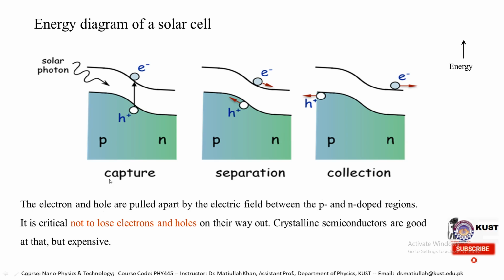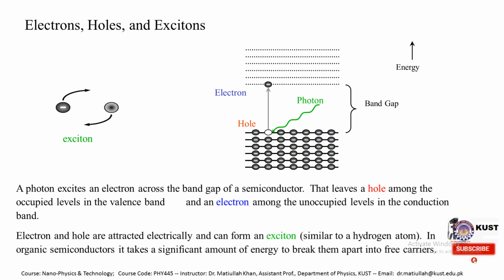So in this slide, in the first picture, the capture of a photon is shown. The photon is captured, which leads to the creation of electron-hole pairs, and as a result of the electric field between the p and n doped regions, these charges are separated and further collected at the ends, which could be utilized for different purposes. Electrons, holes and excitons are basically also the theme of this slide.